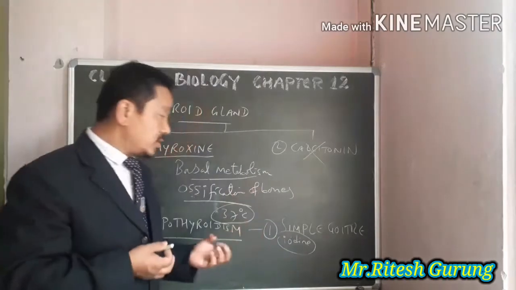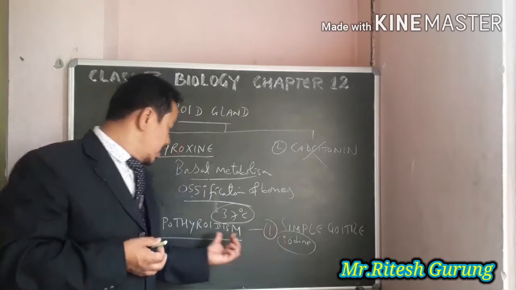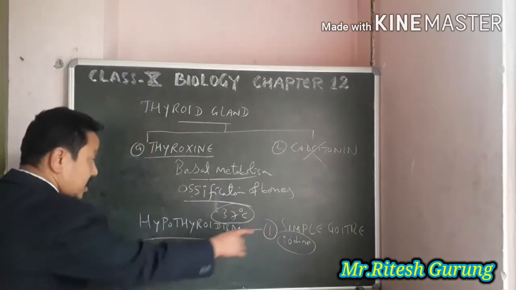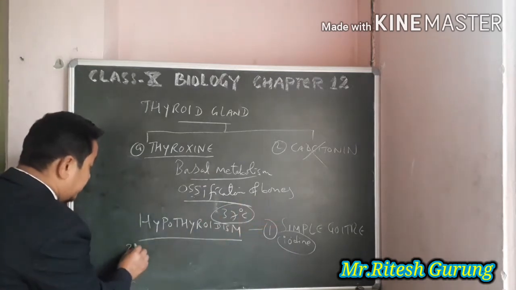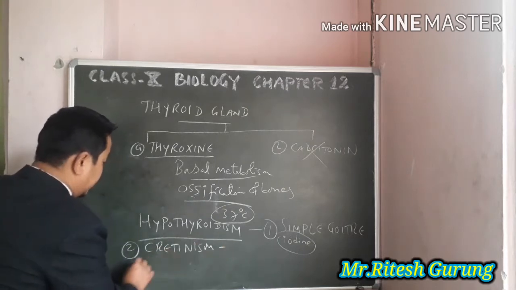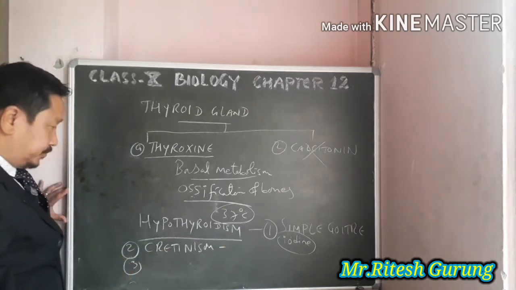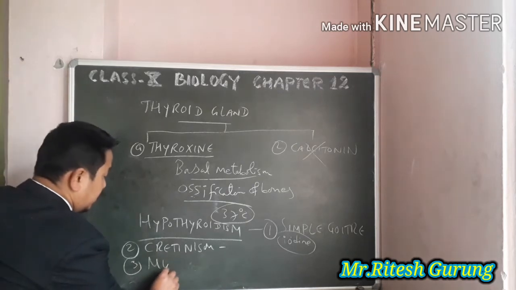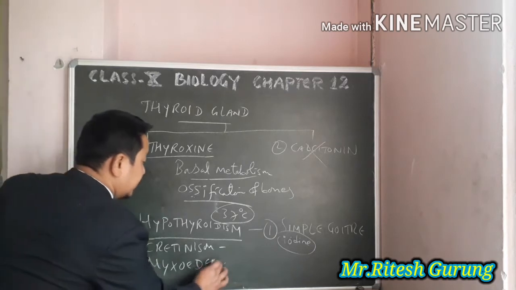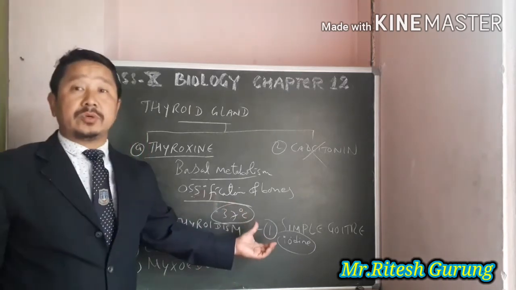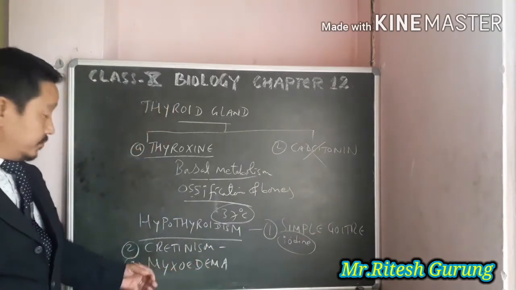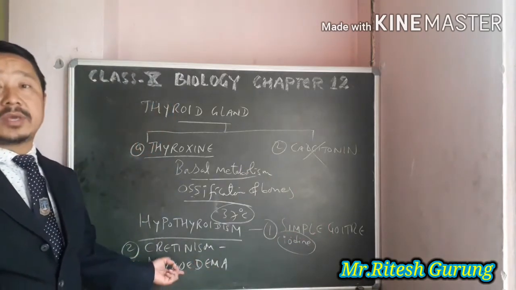Then the other problems that we find due to this hypothyroidism are, number one, as I told, simple goiter. Number two, we have cretinism. Then number three, we have myxedema. So there are three problems: simple goiter, as I told you what it is, then cretinism, then myxedema.